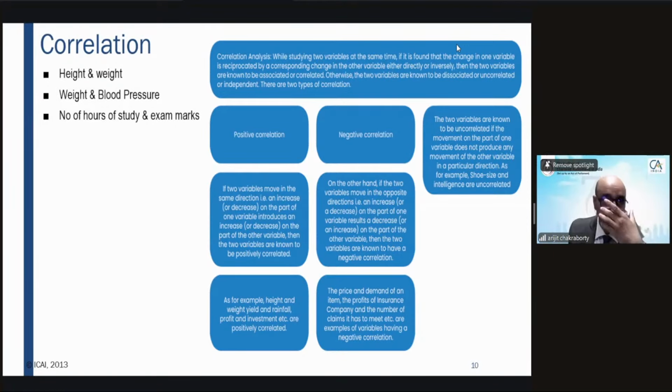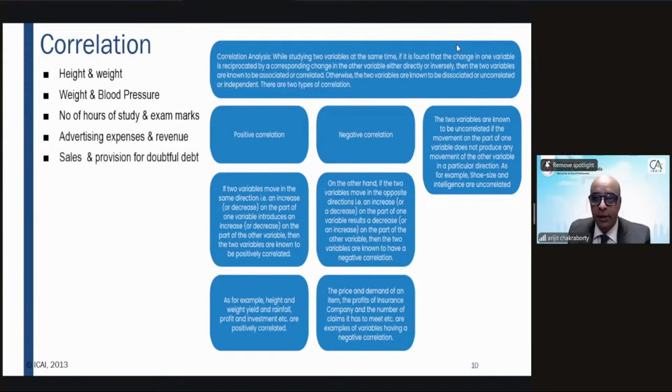Second example, number of hours of study and exam marks. Normally, the more the number of hours. Of course, the study should be productive. Hours of study here means number of productive hours of study. So if the study effort is in the right direction, if we do not only hard work but smart work, then it will result in a better output. So what is the input? Number of hours of study. What will be the output? Exam marks, that is, success or not being successful. The difference between being successful and not being successful. So this is input and output.